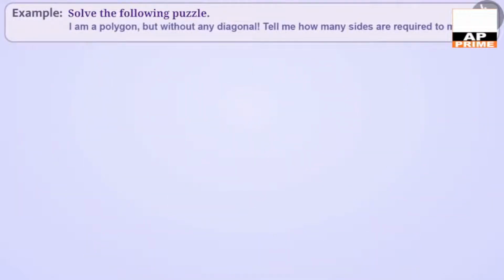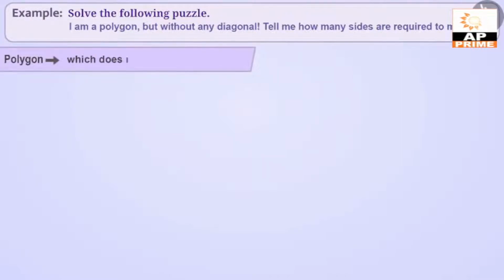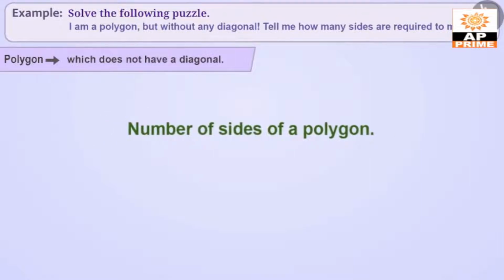Next example. Solve the following puzzle. I am a polygon which lacks a diagonal. Tell me how many sides are necessary to form me. Such an interesting puzzle. We need to draw such a polygon which does not have a diagonal in it. The number of sides of this polygon will be the answer of the puzzle. So let's solve this puzzle.